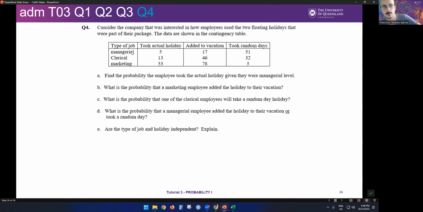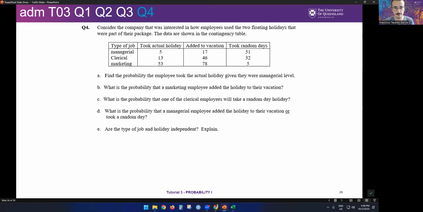So, final question for this tutorial. Consider the company that was interested in how employees use the 2 floating holidays that were part of their package. The data are shown in the contingency table, another name for the joint probability table.